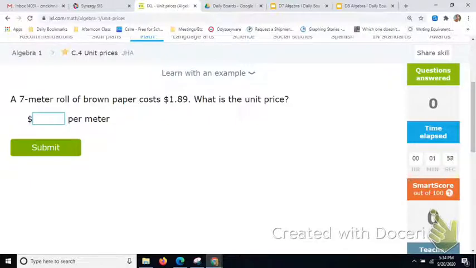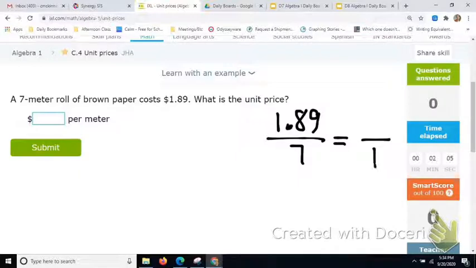notice how this says per meter. That's because meter is on the bottom. So this is 189 cents per 7 meters. And when it says per meter, that means we want this to be a 1. So we just divide. So 7 into 189 would be 27. So 27 cents.